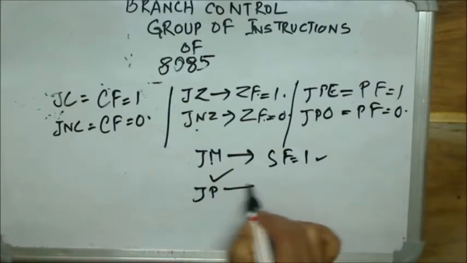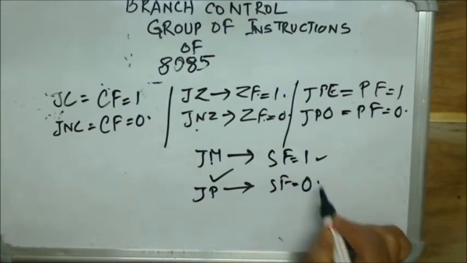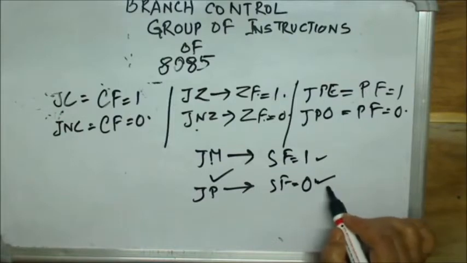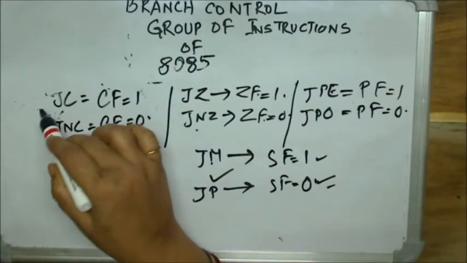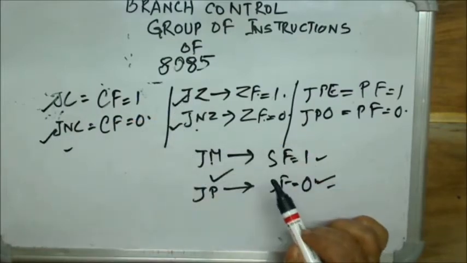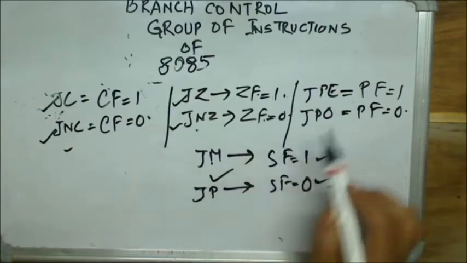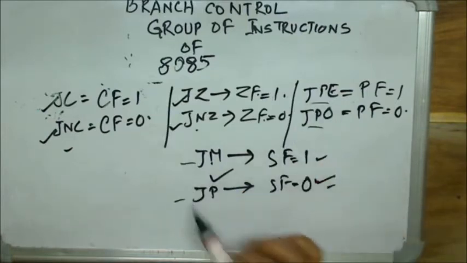Jump if plus. It will again check the sign flag. If the sign flag is 0, it will take a jump. That means if the answer is positive, then only it will take a jump. So these 4 instructions, jump if carry, jump if no carry, jump if 0 and jump if not 0, are used a lot. But JPE, JPO, JM and JP are very rarely used. Clear?